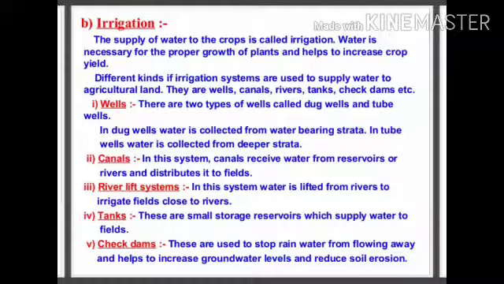Irrigation means the supply of water provided to the crops. Water is necessary for proper growth of plants, and it also helps to increase crop yield. Now different kinds of irrigation systems have been used to supply water from ancient times. It may be in the form of wells, canals, rivers, tanks, check dams, river lift systems. These are the various sources of water which are provided to the crops for their growth and increasing crop yield.